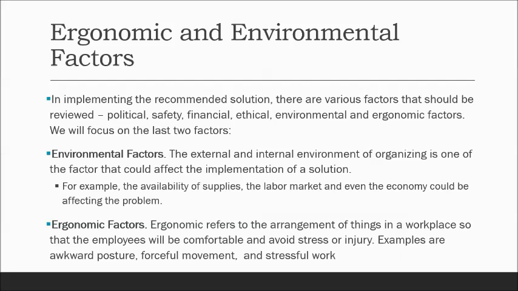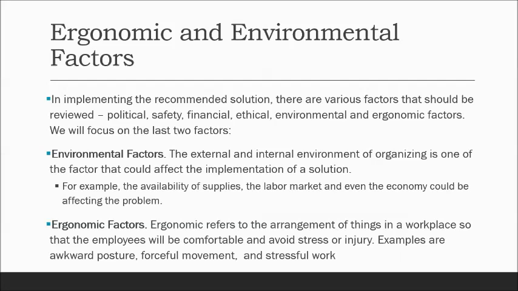Example, nag-propose ka sa mayor ng isang geothermal power. Kasi meron, say for example, volcano. So you are proposing for a geothermal power. Or kung sa Bataan may nuclear power. So one of the things that you're going to consider ay yung environmental factors na. Makaka-affect ba to sa constituents doon sa lugar? That's the environmental factors that you need to consider in implementing and recommending a solution sa isang client or sa isang customer.